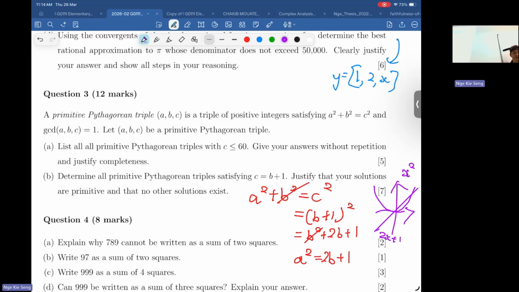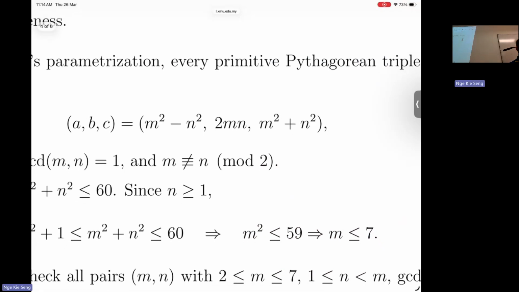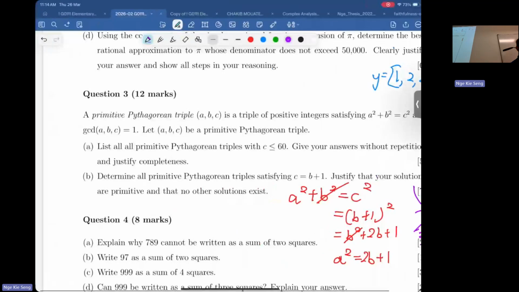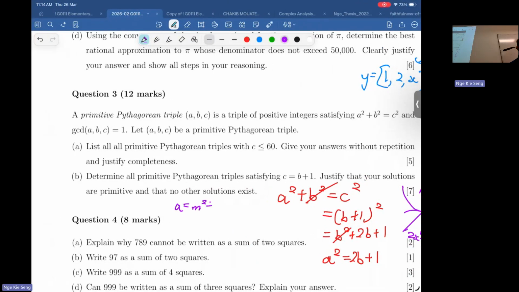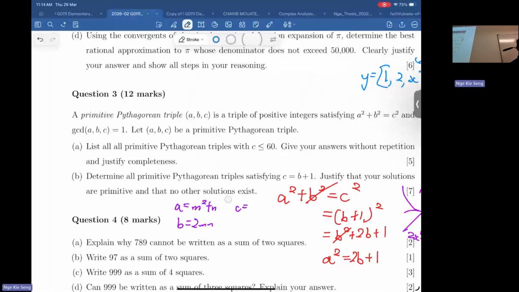You mean use the one that we had just now? Substitute? You mean use this formula? Easy to see the answer? You think so? We could try also: a equals m squared minus n squared, b equals 2mn, and c equals m squared plus n squared. Oh, this one is minus. You mean we need to plug it in?